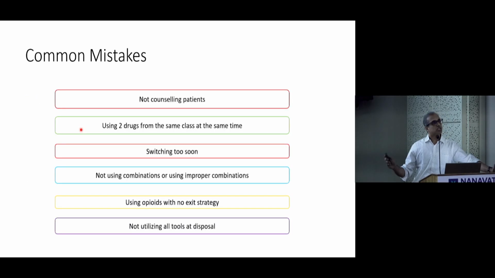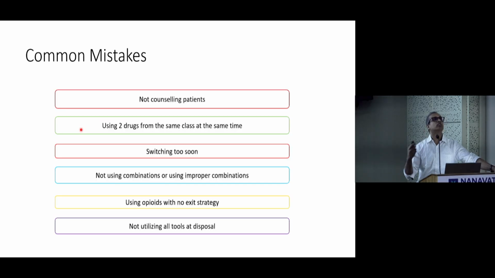What are the common mistakes that we make? Generally, we don't talk to the patient. That requires a lot of talking to the patient to make them understand what is a realistic goal of treatment. We use 2 drugs from the same class. I've seen people write gabapentin and pregabalin for the same patient. This is not going to work. We switch too soon. We don't give that 2 weeks of full dose before we make a judgment that this is not working. We don't use combinations correctly.